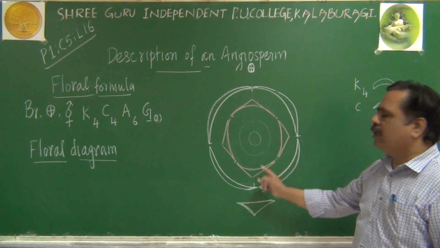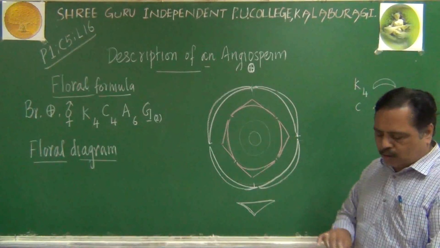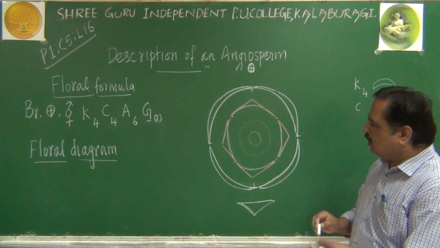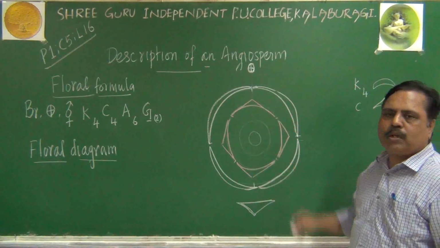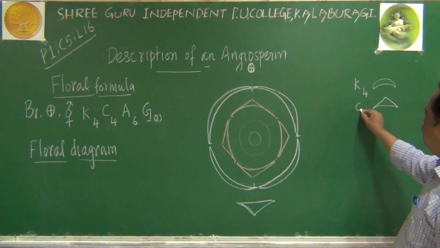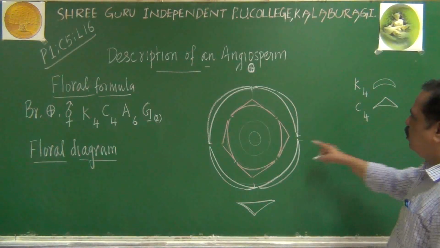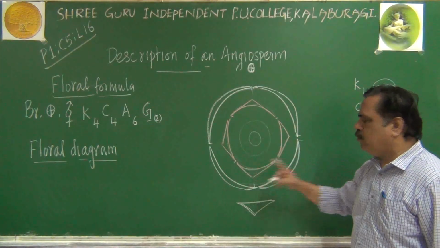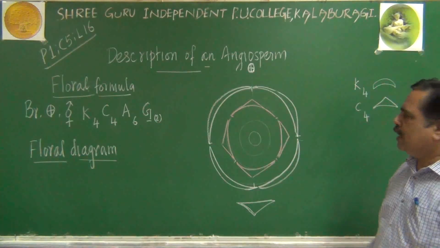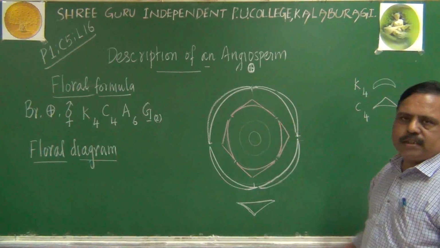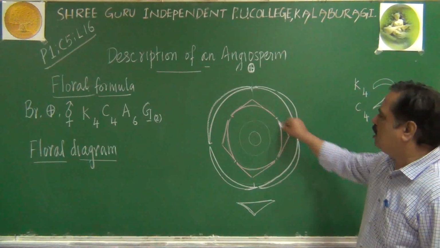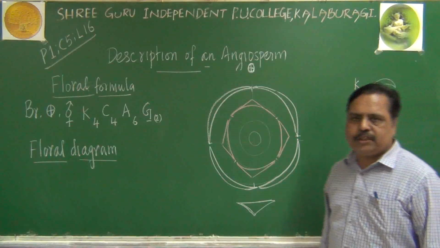The second whorl indicates the corolla. So what are the points we can understand about the corolla? Corolla is made up of 4 petals, 1, 2, 3, 4. They are arranged in valvate aestivation. That means their margins are simply touching each other.